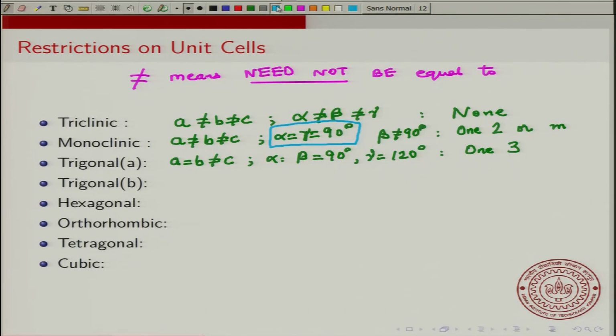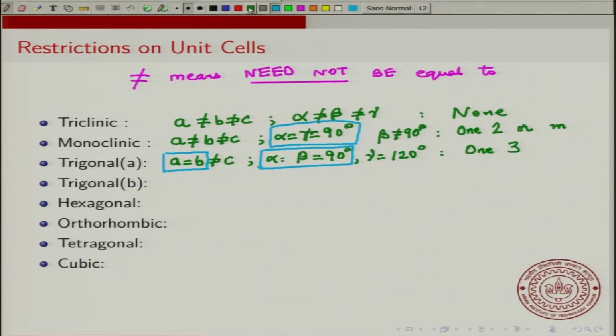Okay, and again let me circle the restriction. The restriction says that A has to be equal to B and alpha has to be equal to beta equal to 90 degrees. So clearly in a cubic system A is equal to B and alpha equal to beta equal to 90 degrees. So a cubic system can also be a trigonal system. That is to be kept in mind.